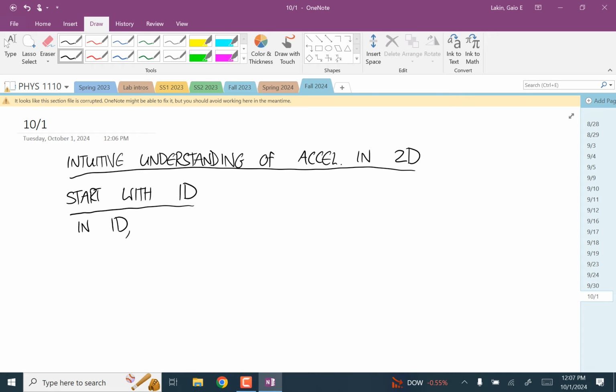In 1D, acceleration just means that an object is what? What can acceleration do to an object in 1D? It can only make it speed up or slow down. That's all that can happen in 1D. Remember, 1D is moving along a line. So in 1D, acceleration makes an object speed up or slow down.